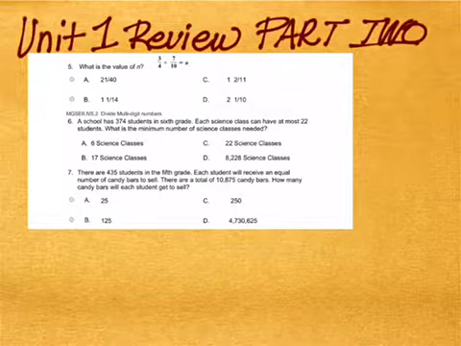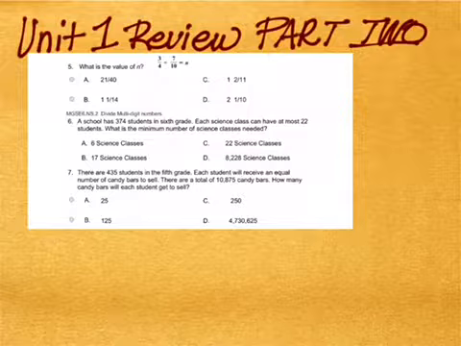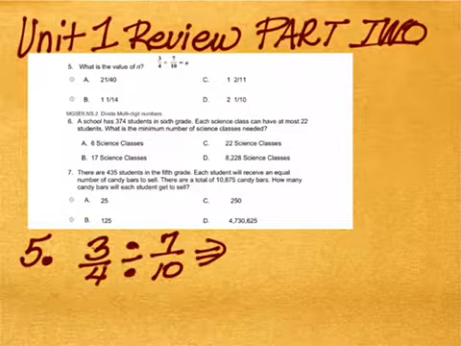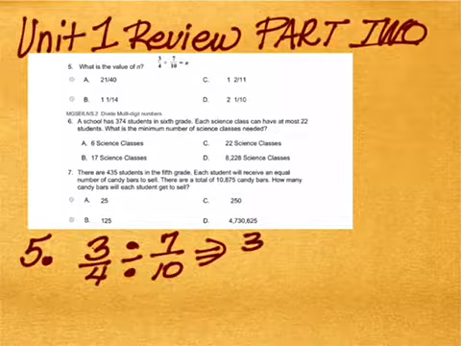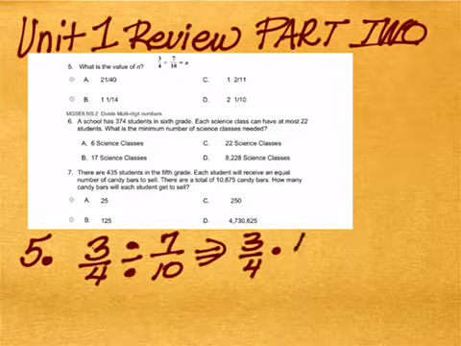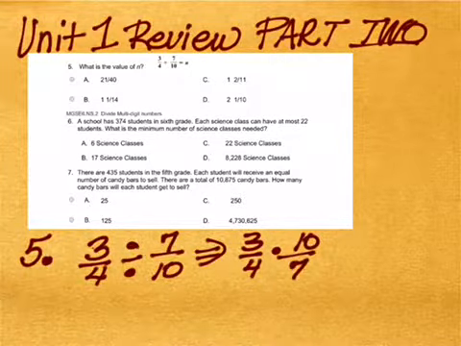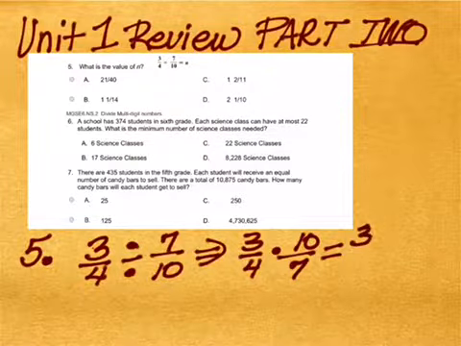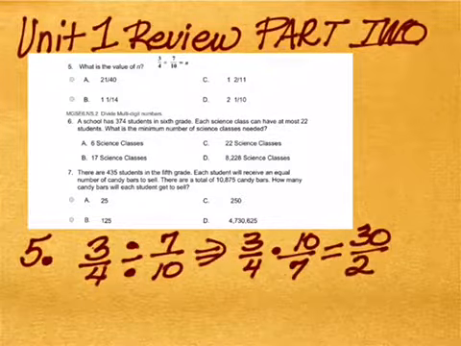This is part 2 of the Unit 1 review, numbers 5 through 10. First question is 3/4 divided by 7/10. If we multiply times the reciprocal, we get 30 over 28.